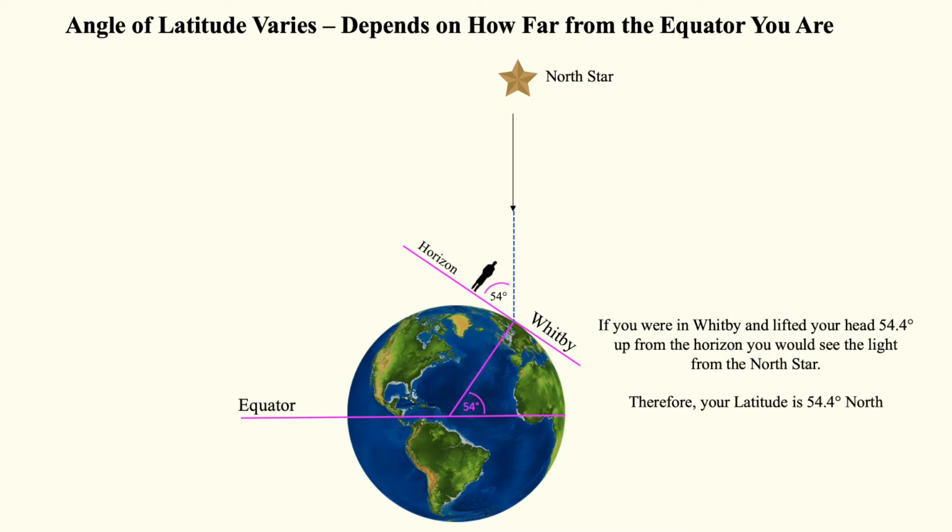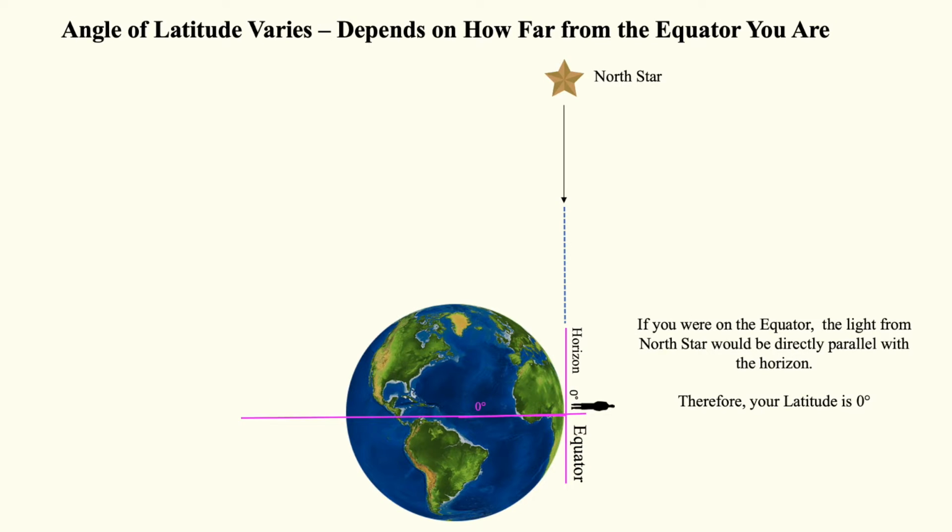However, if you were in Whitby, you would only need to look up 54.4 degrees from the horizon to see the North Star. Therefore, your latitude is 54.4 degrees north. And finally, if you were on the equator, the light from the North Star would be directly parallel with the horizon. Therefore, your latitude is 0 degrees.